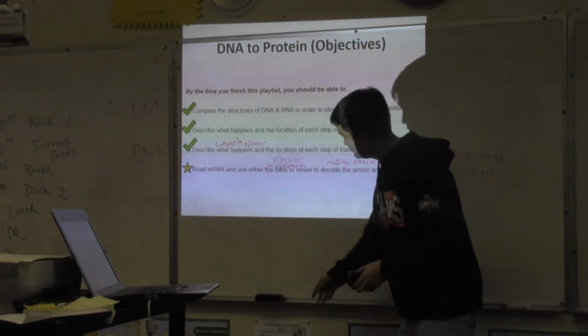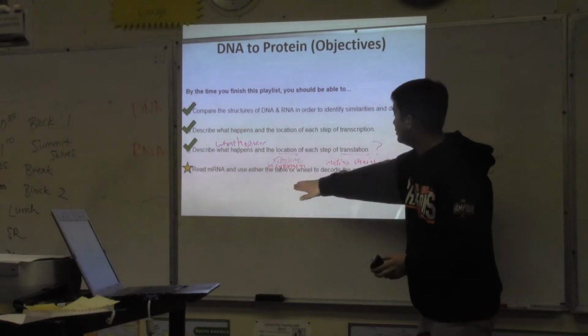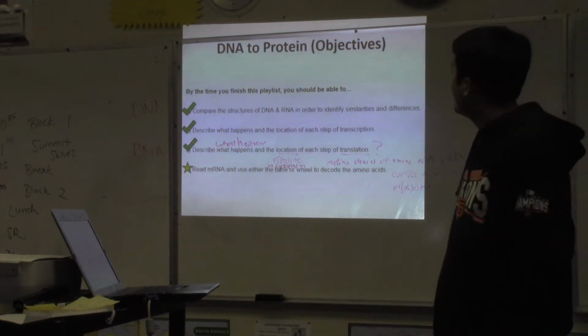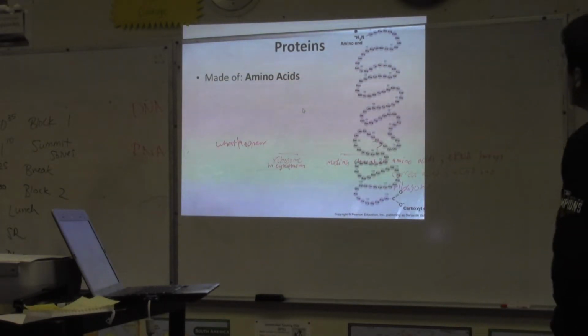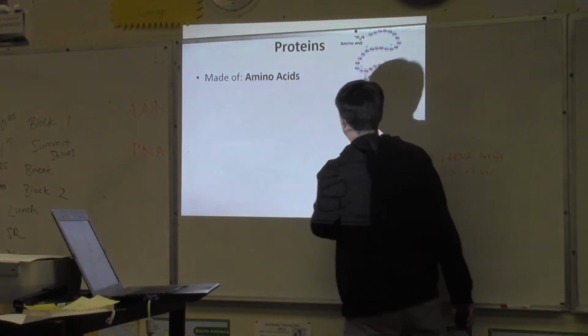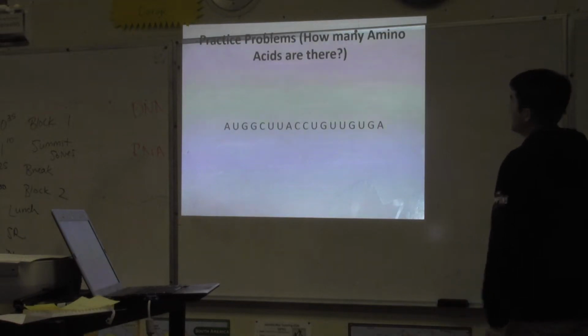All right. Last objective. Read mRNA and use either the table or wheel to decode the amino acids. Okay. So now we're at the last part. We've already talked about how proteins are made of amino acids. Let's practice reading that table and decoding it.